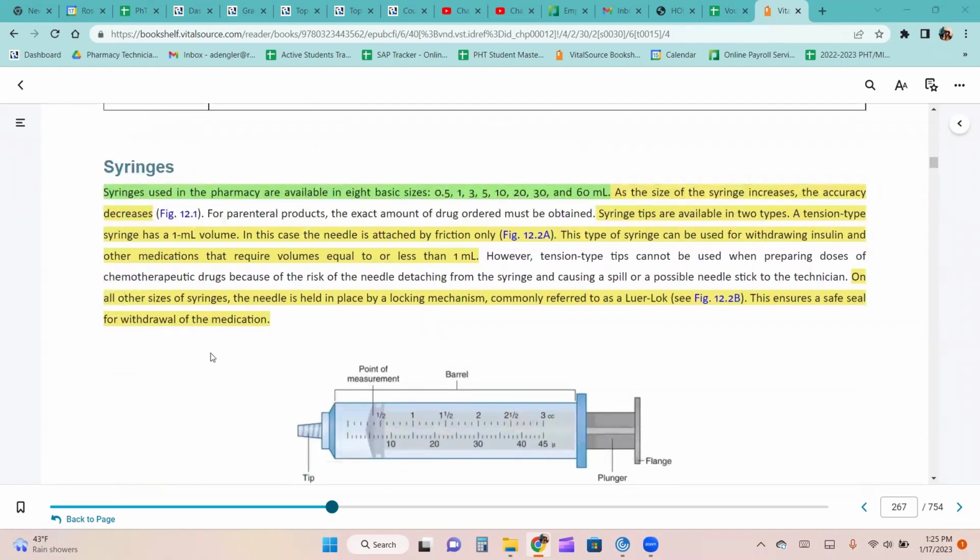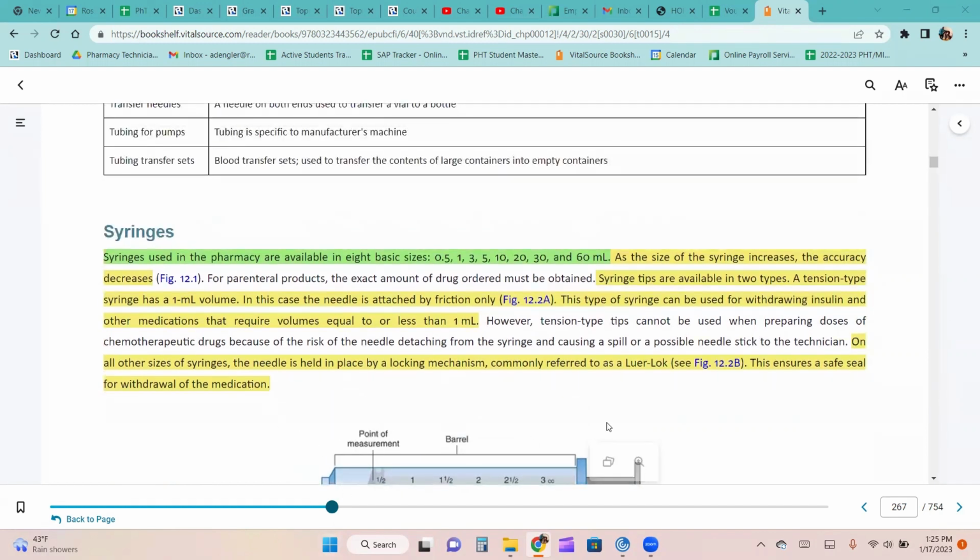Syringes used in the pharmacy are available in 8 basic sizes. So 0.5, 1, 3, 5, 10, 20, 30, and 60 ml. As the size of the syringe increases, the accuracy decreases. So if we measure something that's 0.5 ml, it's going to be more accurate if we measure it in the 0.5 ml syringe versus a 60 ml syringe.